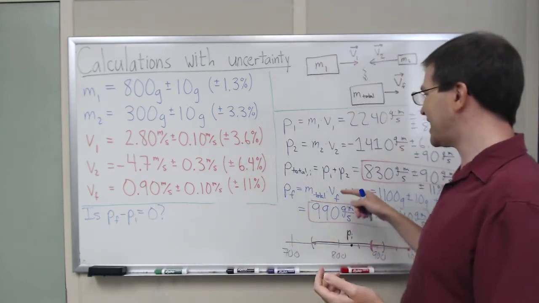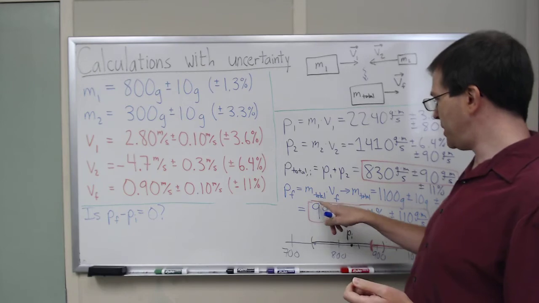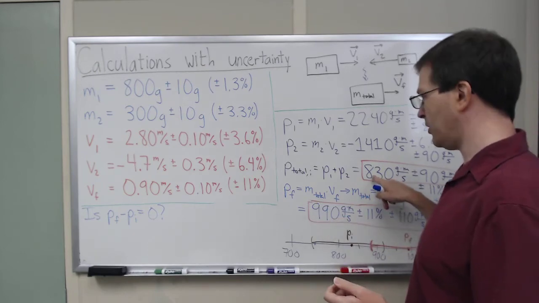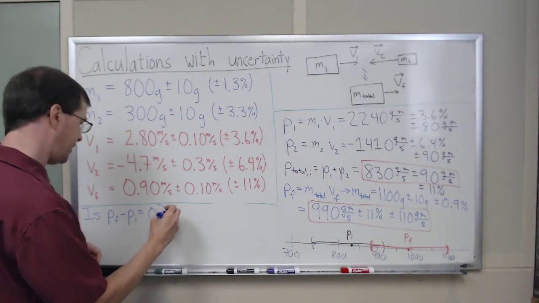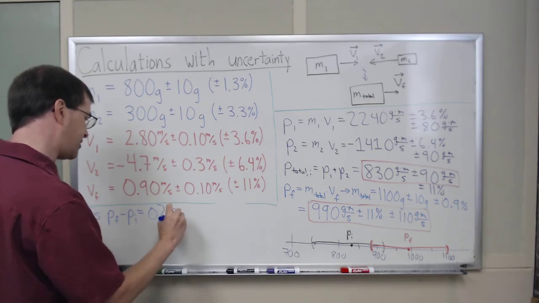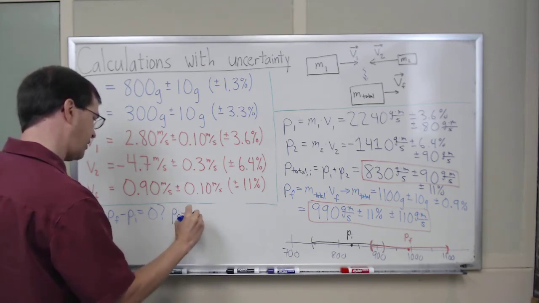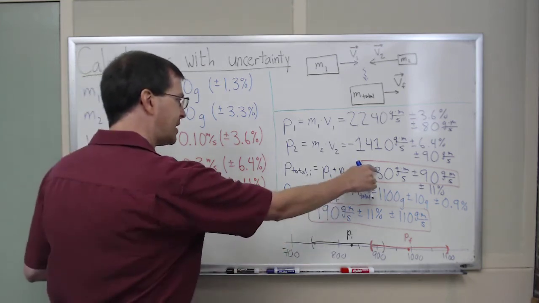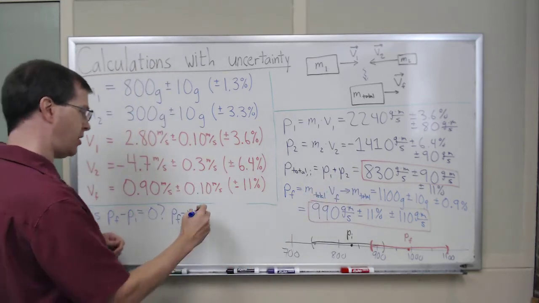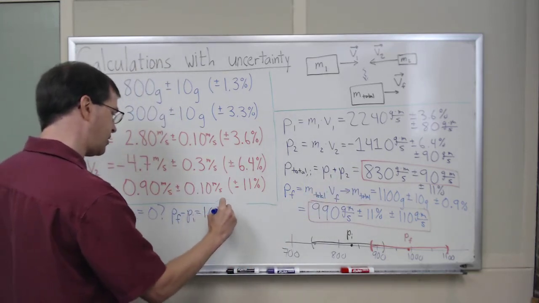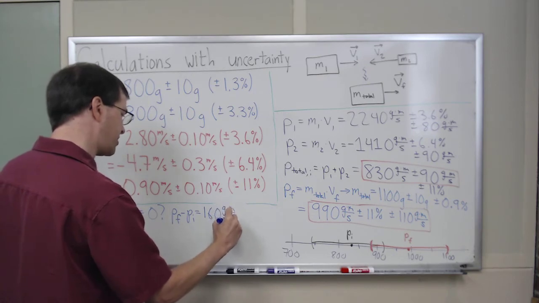And there we could just take a difference, right? We could do P final minus P initial. We know how to do that. P final minus P initial is equal to 990 minus 830, which is going to be 160 gram meters per second.